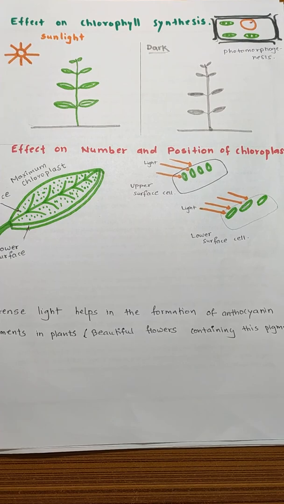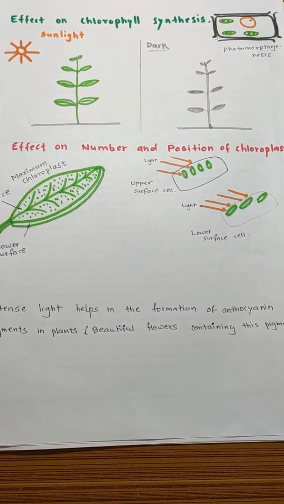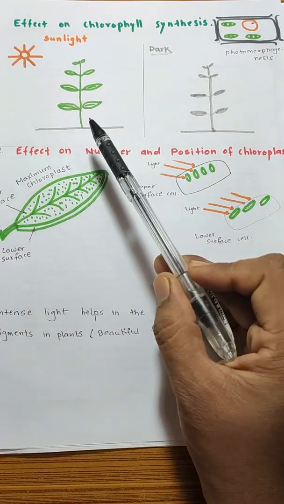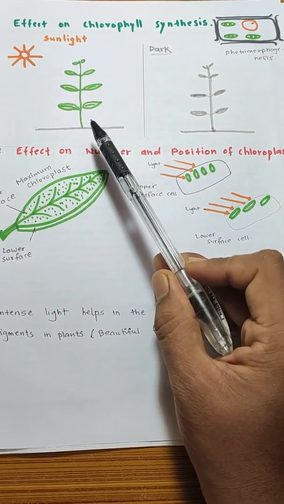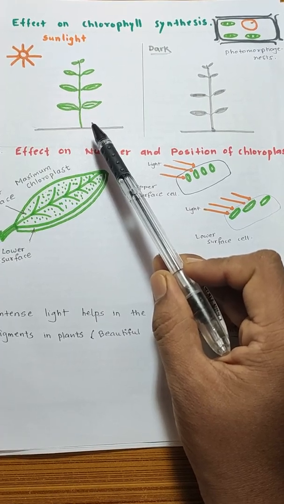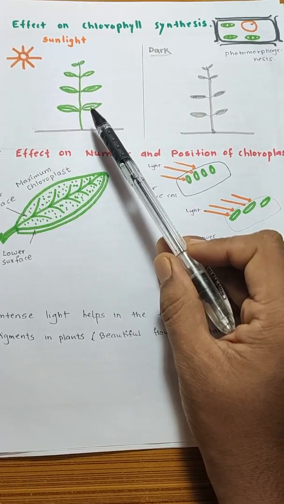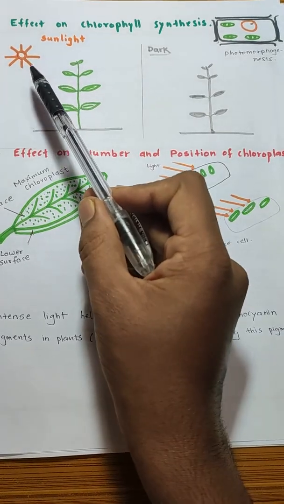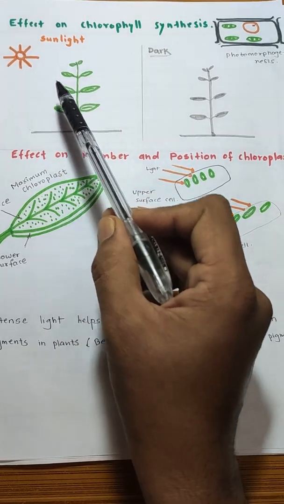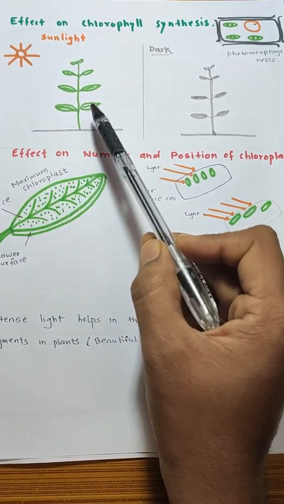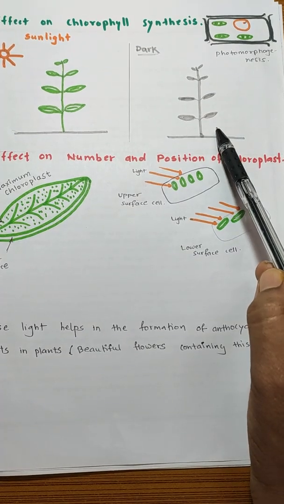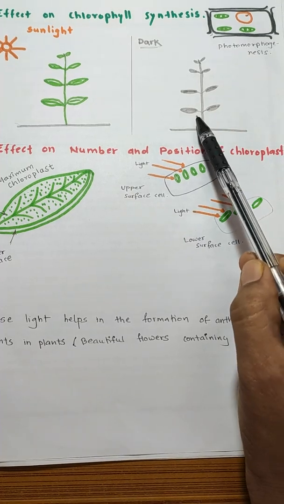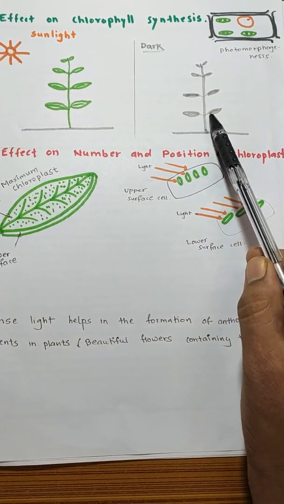Light directly affects chlorophyll synthesis. See here there are two plants, one kept in the dark and one in sunlight. The plant in the sunlight is green in color. The green color is due to chlorophyll synthesis. It is directly related to the sunlight, so due to the light, chlorophyll is synthesized. While the other plant is kept in the dark, due to the darkness or absence of light, there is no synthesis of chlorophyll pigments.